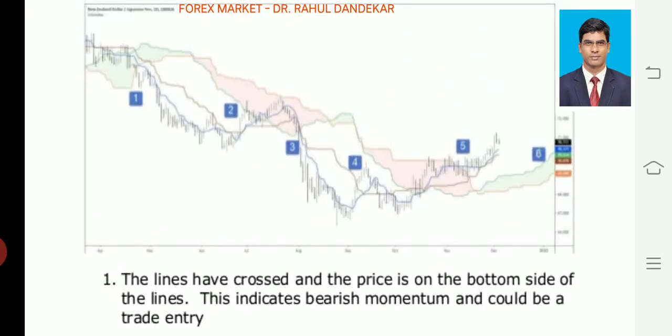1, 2, 3, 4, 5, 6. The lines have crossed and the price is on the bottom side of the lines. This indicates bearish momentum and could be a trade entry.